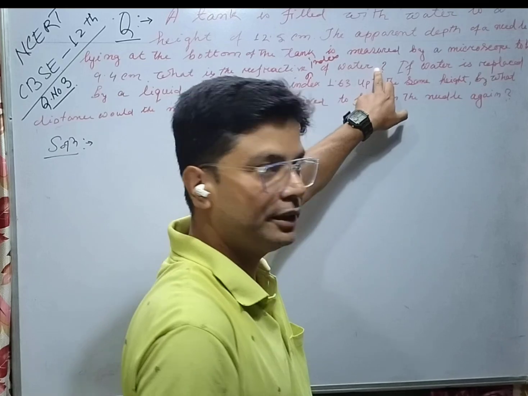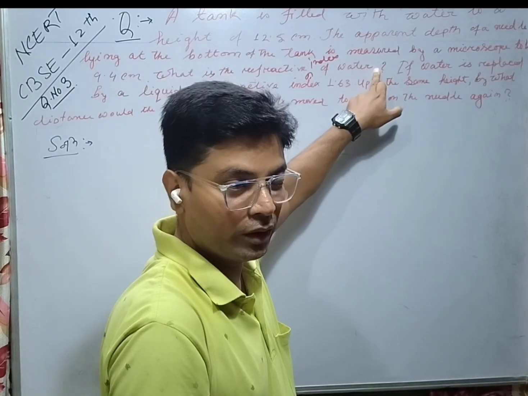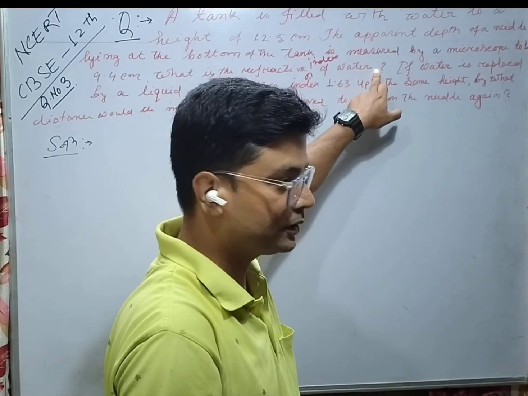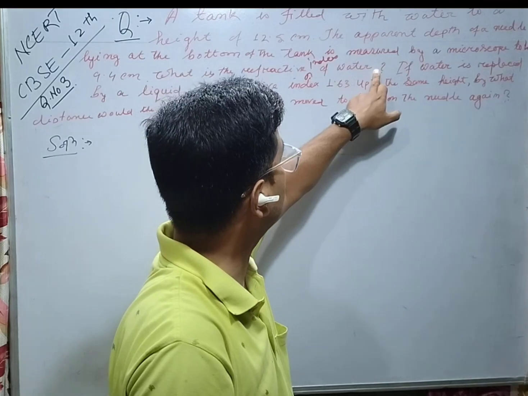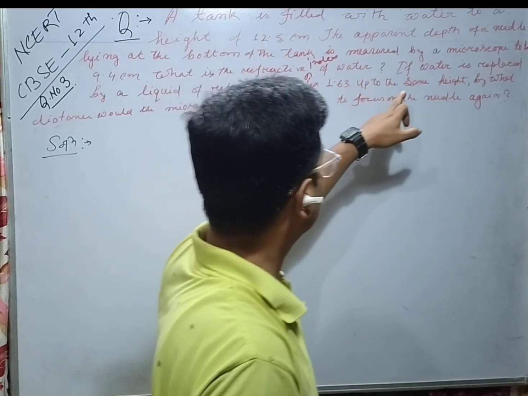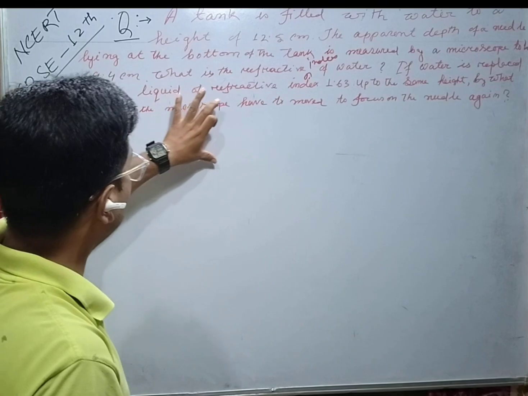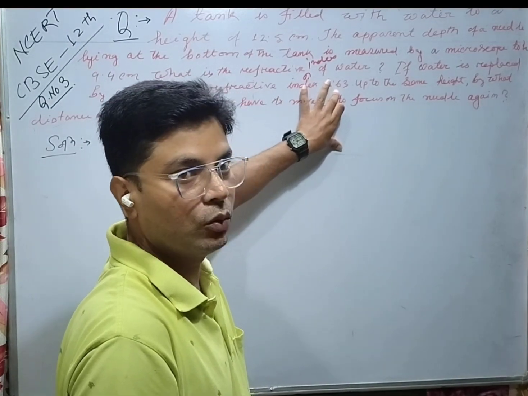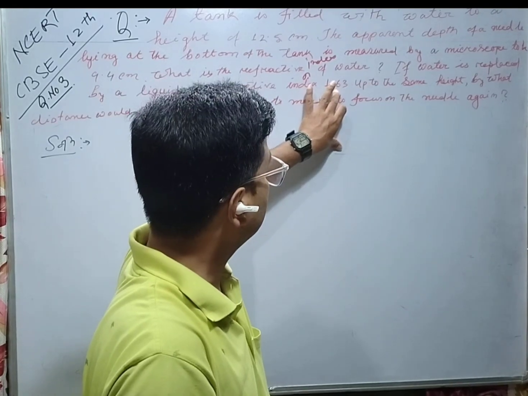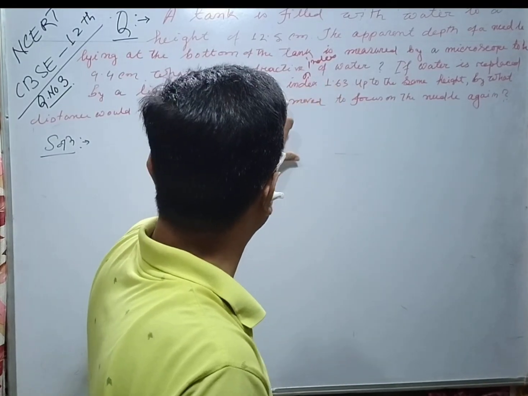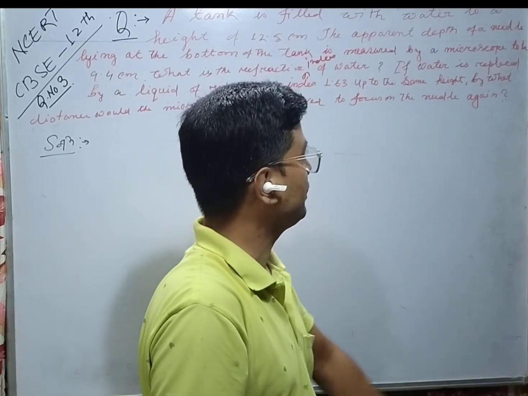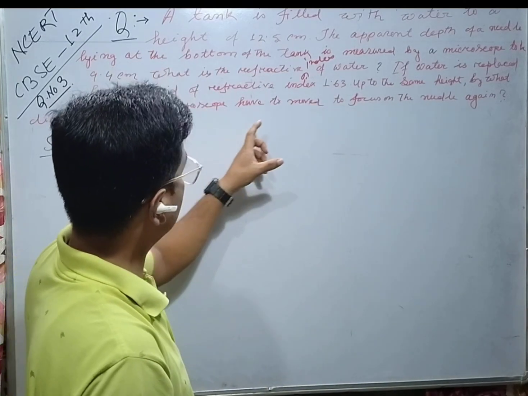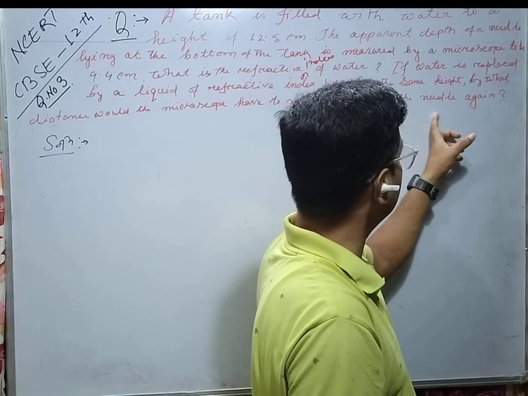I need to calculate the refractive index of water when an object, here a needle, is laid at the bottom, at a depth of 12.5 centimeter. If the water is replaced by a liquid of refractive index 1.63 to the same height, by what distance would the microscope have to be moved to focus on the needle again?